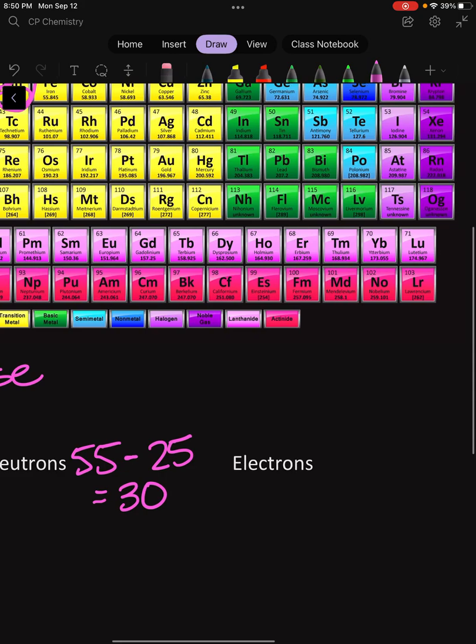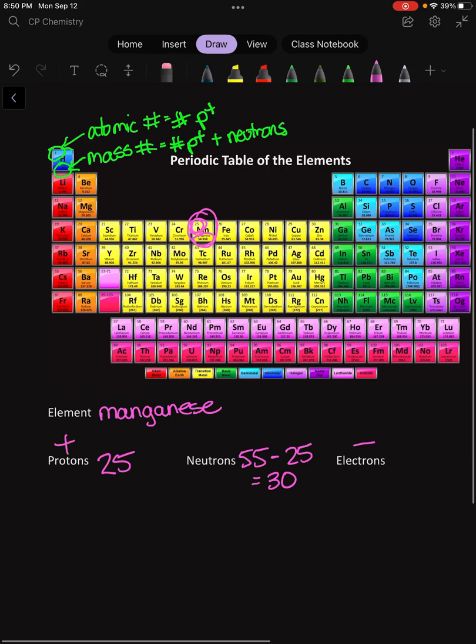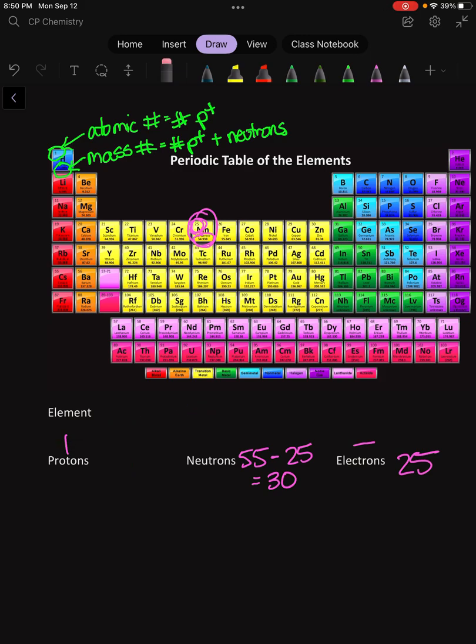And then electrons are negatively charged. The protons are positive. We have a neutral atom, so we're going to have the same number of electrons as protons, so it's 25. Okay, so that's how you figure out how many protons, neutrons, and electrons you have. All right, let's try another one.